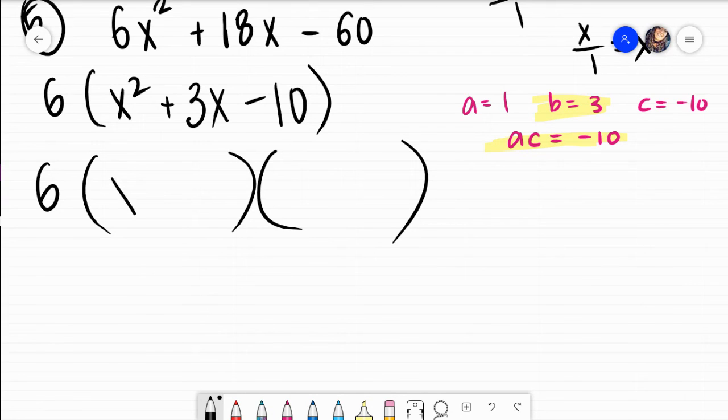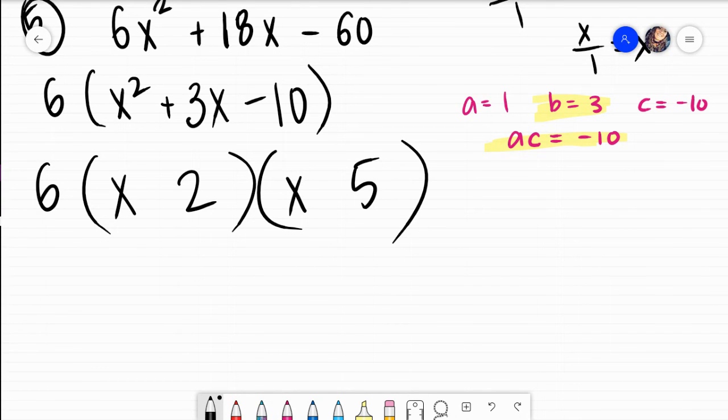First, what I need to do is put my x's. Those came from x squared. If I multiply those, I get back to x squared. Now, if you agree with me, I kind of like this as my option. The only other option is 1 and 10, and I know they don't have a difference of 3, right? So 2 and 5 need to multiply to a negative 10, which means one of them needs to be negative. Well, they need to combine together to give me a positive 3.